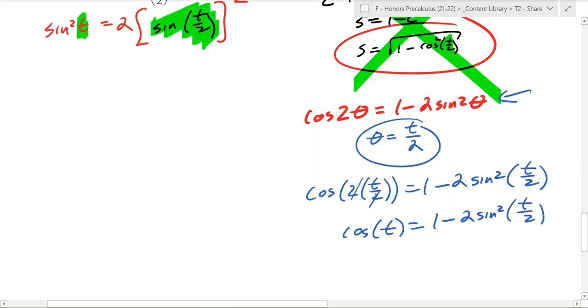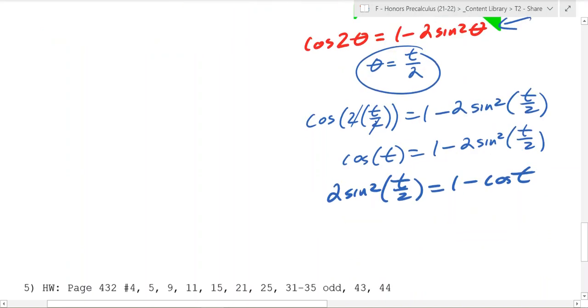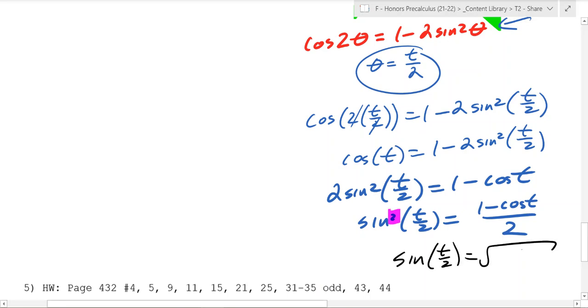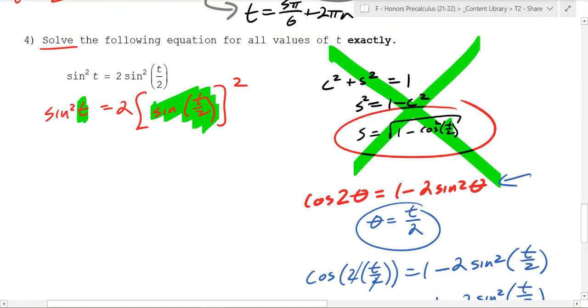So what does that mean sine of t over 2 is? Well, let's move it to the other side. So you get 2 sine squared of t over 2 equals 1 minus cosine t. So this means that sine squared of t over 2 is equal to 1 minus cosine t over 2. And to get rid of this square here, we need to take the square root. So this tells us that sine of t over 2 is equal to the square root of 1 minus cosine t over 2.